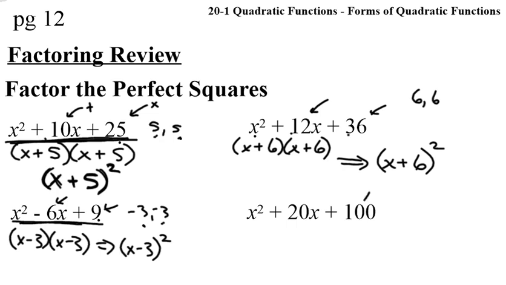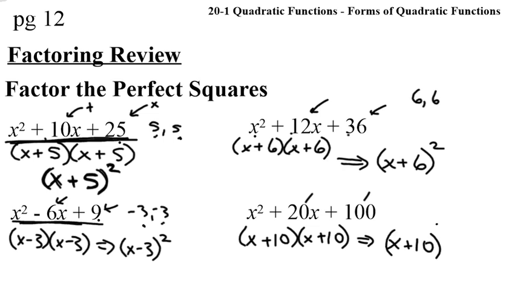Last one, multiply to 100, add to 20. Well, hopefully you're getting in the groove here and understand it's x plus 10 times x plus 10, because 10 times 10 is 100, 10 plus 10 is 20. Perfect square because it's x plus 10 squared.